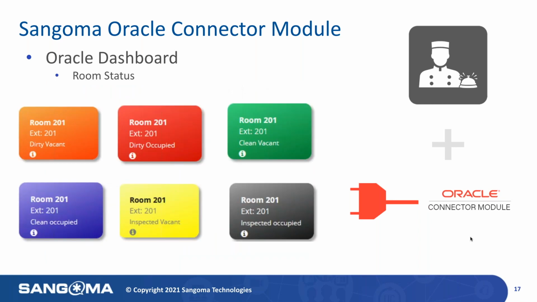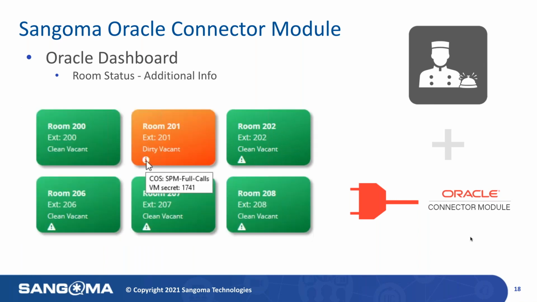Taking a peek at the other side as well, what it looks like from an Oracle standpoint. You can see here that we've got different color-coded displays available to you based on what feature code or which option was selected from the phone in the rooms to display different room statuses here. So we can see if it's dirty vacant, dirty occupied, clean vacant, clean occupied, inspected vacant, or inspected occupied. Nice, easy color-coded graph display there.